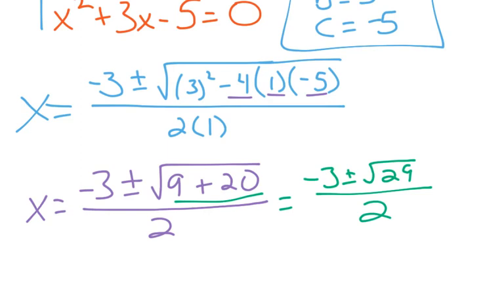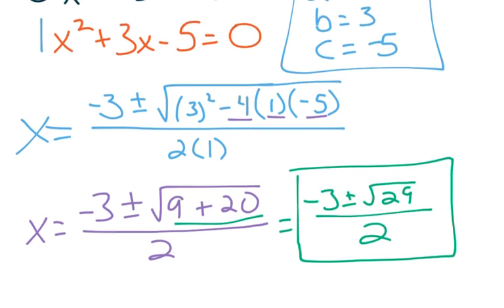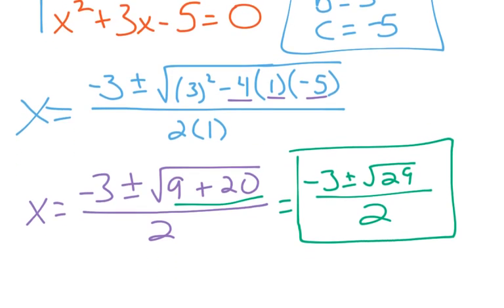Now 29, remember our square root rules, 29 is not a perfect square, and it's not divisible by a perfect square either. So I would say that this answer right here, negative 3 plus or minus the square root of 29 all over 2, is your final answer because it's simplified. There's nothing else that can be taken out of that square root, and then there's nothing else to do. So negative 3 plus or minus the square root of 29 all over 2 would be your answer there for number 1. It'd be kind of hard to get an exact answer with a calculator, which is why the quadratic formula works so nicely in every case. You get an exact answer every time.